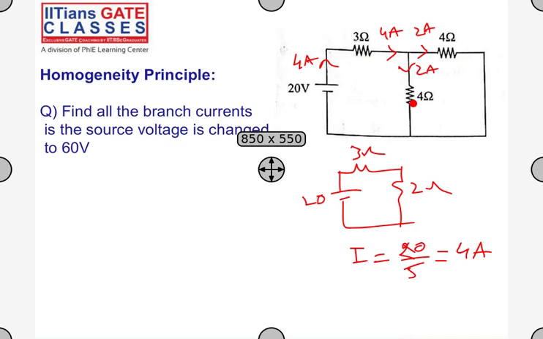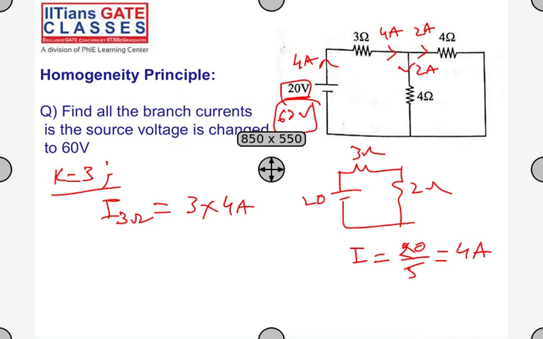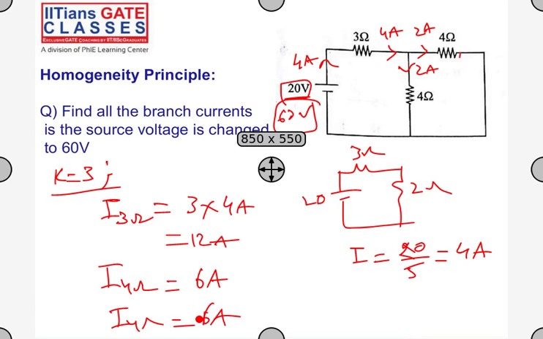Now what happened? I changed the source voltage from 20 volts to 60 volts. So K is 3. I'm multiplying my source by 3 times. K is equal to 3. So what happens to the branch currents? The 3 ohm resistor will now, at 60 volts or K equal to 3, have 3 times the previous current 4 amperes, which is 12 amperes. And the 4 ohm resistors become 3 times the 2 amps, 6 amps, and the other 4 ohm will also be 6 amperes. So as the input voltage source is multiplied by K times, the responses will also get multiplied by K times. The new values with 60 volts will become 12, 6 and 6. Otherwise you can do it.